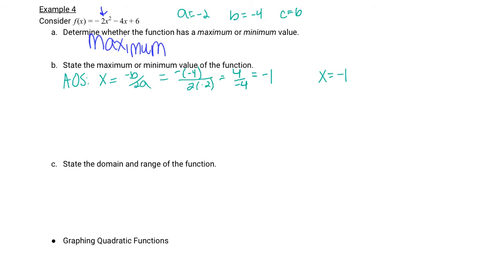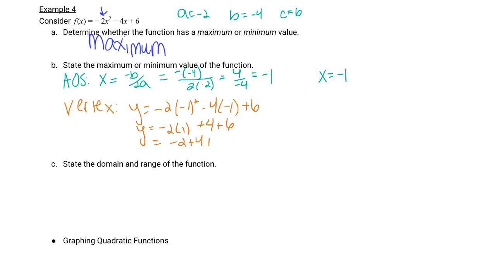We need that to then find the vertex. So we'll have y equals, then we plug in -1 for all of our x's in our original equation. Let's do a little simplifying. y is -2 times 1, -4 times -1 is +4, plus 6. Well, that is -2 plus 4 plus 6, which is 2 plus 6, which is 8. So that means our vertex is (-1, 8), with the -1 from the axis of symmetry. And that is the maximum value.